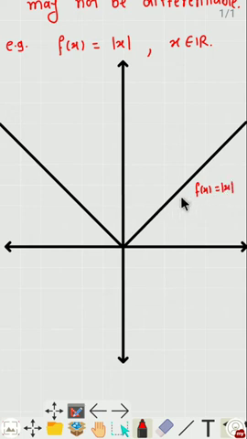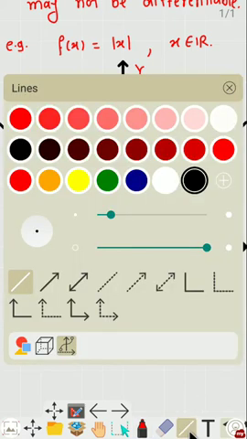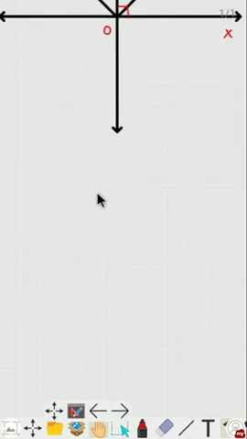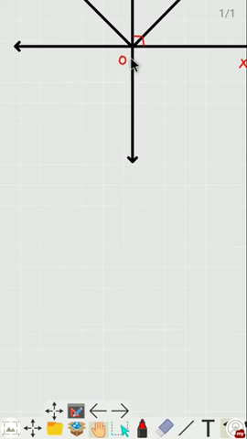Okay, you see here this function, with x-axis, y-axis perpendicular at the origin. So this is the graph of the function. Now this function is continuous at all points, but it is not differentiable at x equal to 0. This function is continuous at every point in R, but it is not differentiable at this corner point.